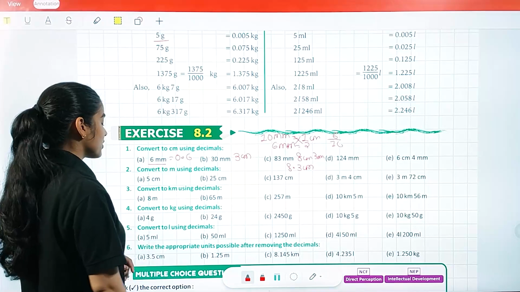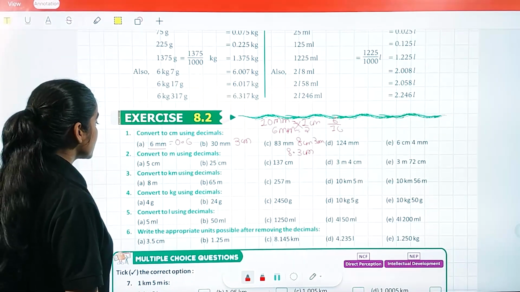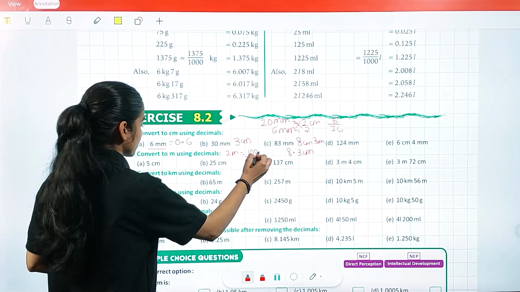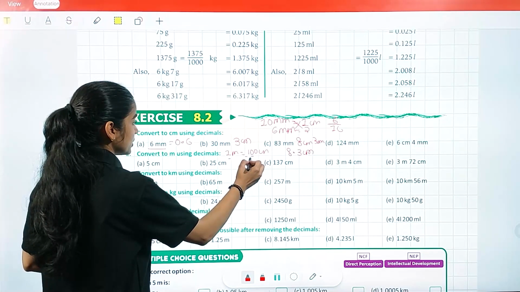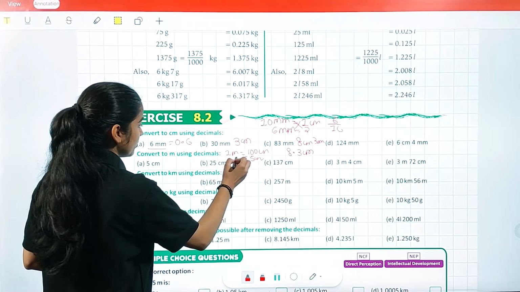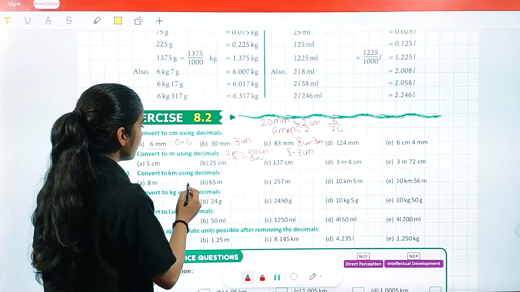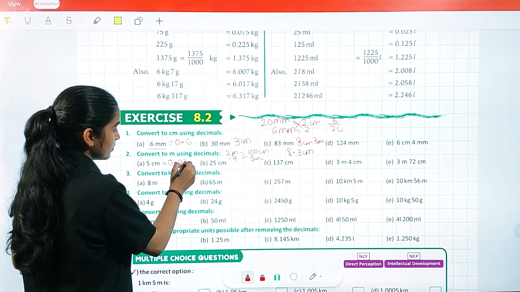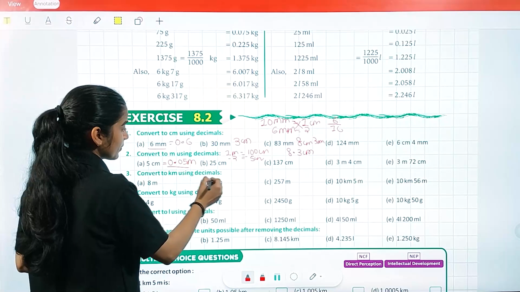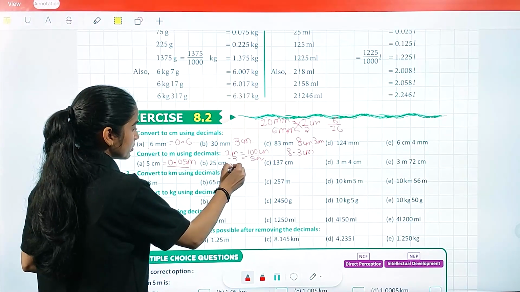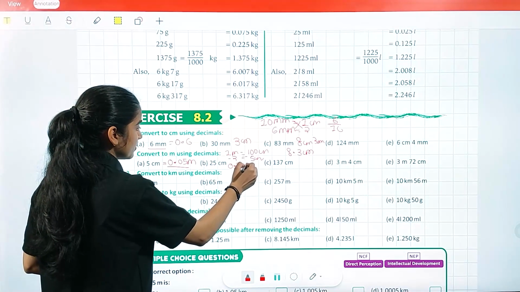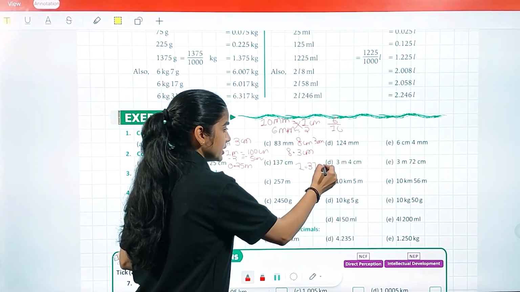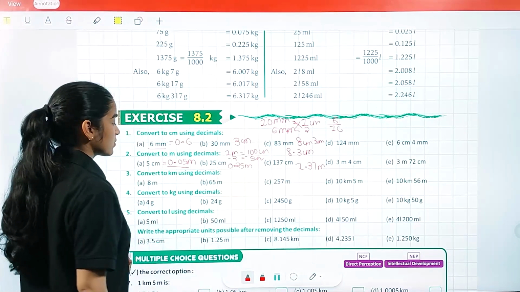Now, the next question we have, convert to meter using decimals. So, 1 meter is equal to 100 centimeters. So, 5 centimeter is equal to how many meters? You just have to multiply it. So, your answer is 0.05 meter. 0.25 meter. 1.37 meter. So similarly you can do the rest of the parts.